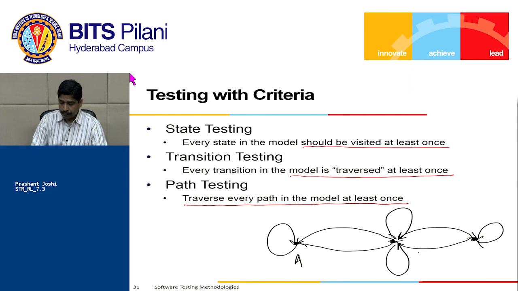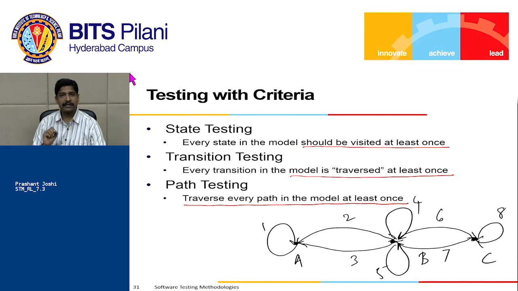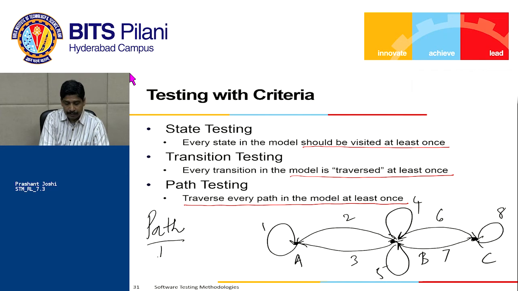So I've got node A, node B, node C. And then I looked at transitions 1, 2, 3, 4, 5, 6, 7, 8. If I now look at it as a graph, state testing becomes node, traverse every node, transition becomes every edge, and path becomes every path. That is, let's take an example of a path. Path would be that I do 1, then I would like to do 2, then I would like to do 3.